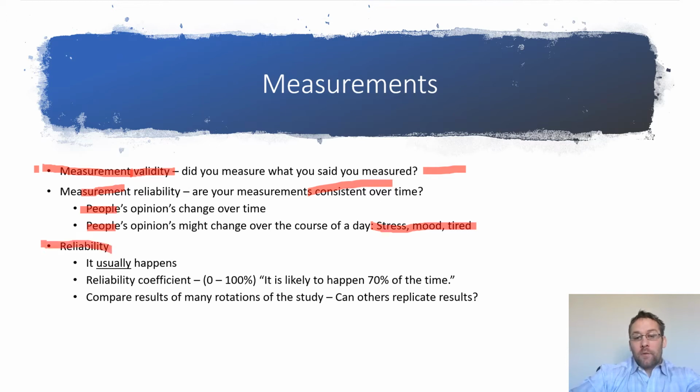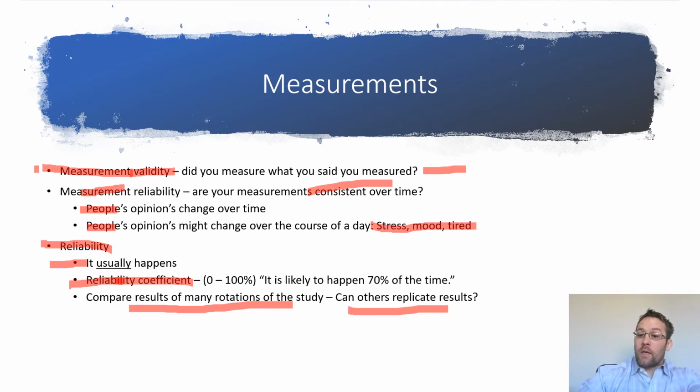All right, reliability, especially reliability coefficient. What we're looking at is that it usually happens. So again, you can't 100% predict what's going to happen 100% of the time, but what a reliability coefficient does is predict the likelihood. So again, presidential polling in August doesn't say this person is going to win the presidency, but it says this person has a 70% chance of winning the presidency. It means the other person has a 30% chance, right? But the predictive quality is all about predicting within a reasonable percentage range that these results are going to happen. You compare your results to many replications of the study, and can other people replicate your results?